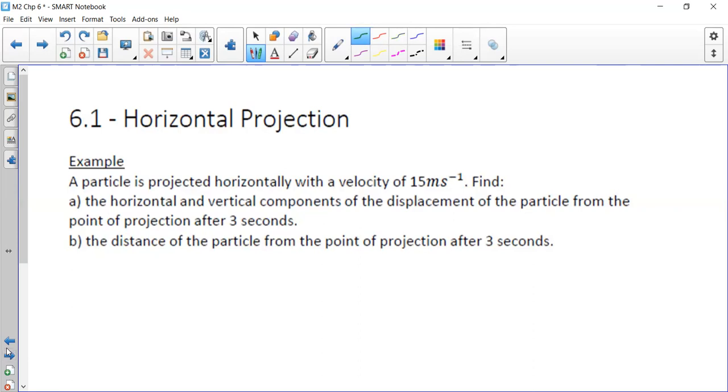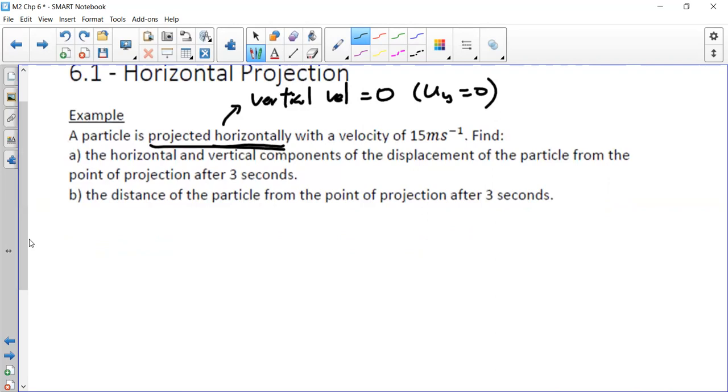So today's lesson is always about projected horizontally. What we know is that means the vertical velocity is 0, so uy equals 0. Okay, right. So to draw this diagram, essentially, again, we start from here, that way.